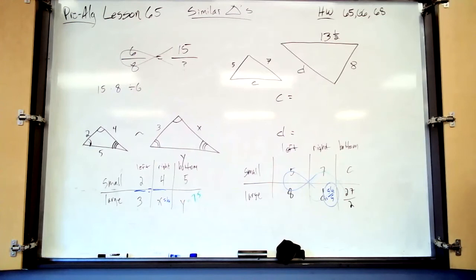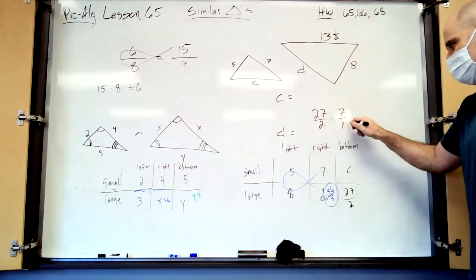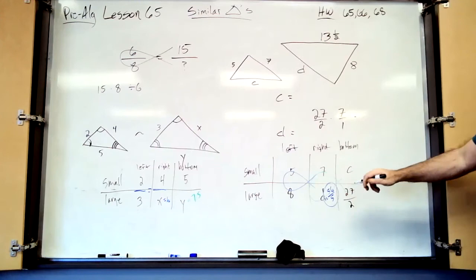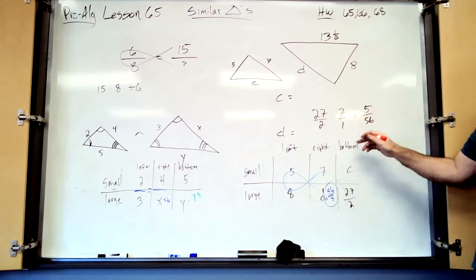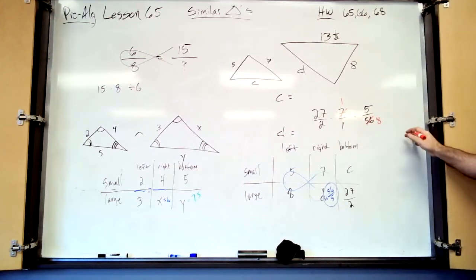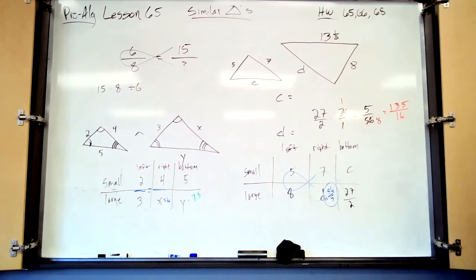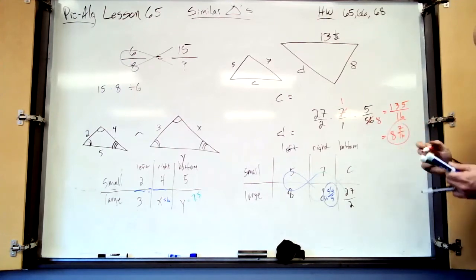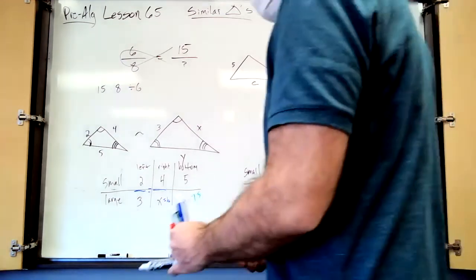But I'm going to do this one because it's a little bit more challenging. So I got 27 halves times 7 divided by 56 fifths, which is times 5 over 56. See what I did? All right, cross reduce what you can. 7 and 56, that's 1 and 8. So 27 times 5 is 135 all over 16, which is 8 and 7/16. Or you can keep it 135/16, or 8.4375.